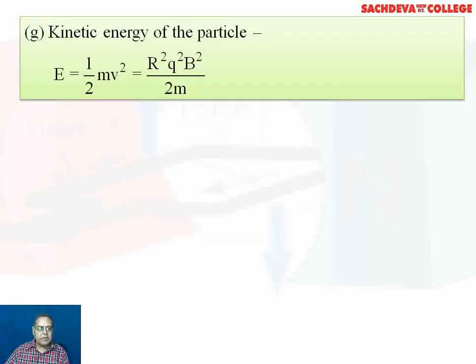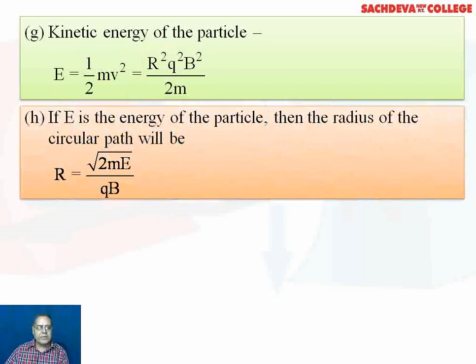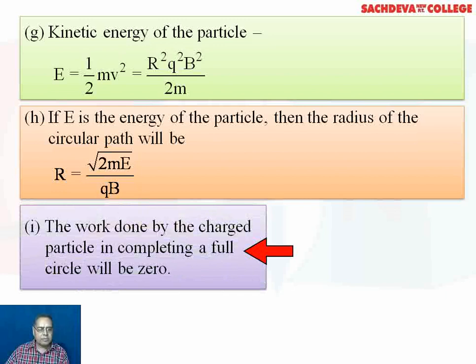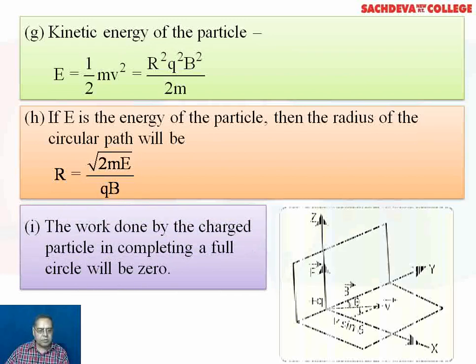Now, the kinetic energy of the particle is half mv square. By computing the values, we will get the function as r square q square B square over 2m. If E is the energy of the particle, then the radius of the circular path will be given as r is equal to under root 2mE divided by qB. The work done by the charged particle in completing a full circle will be 0.